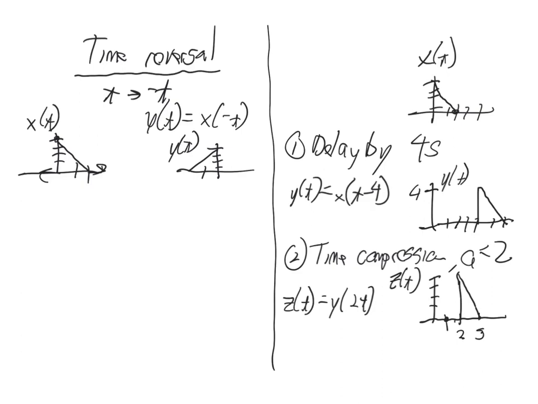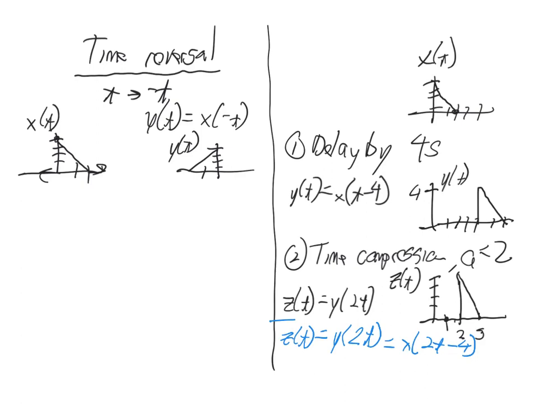So let's put this all together and have the multiple transformations be in our equation. If we want to put z in terms of x now, we have z of t is y of 2t, and that is equal to x at t minus 4. So we have x of 2t minus 4.